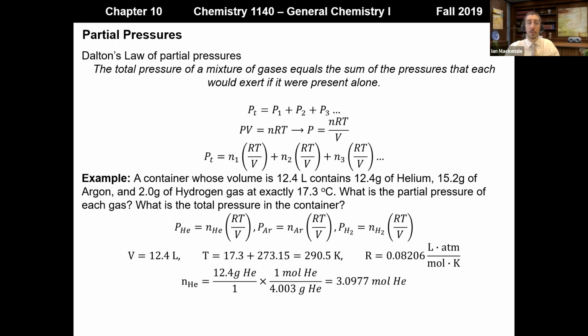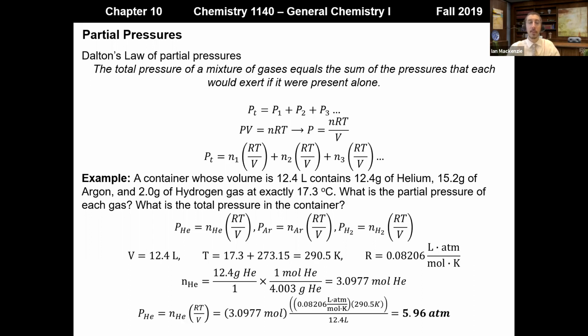So if we go through this, we first calculate the number of moles of helium, just using the molar mass of helium, and we come out with 3.0977 moles of helium. We can substitute all of these values into the equation: the value for R, value for T, value for volume, and then the number of moles, and we come out with 5.96 atmospheres for the pressure of helium.